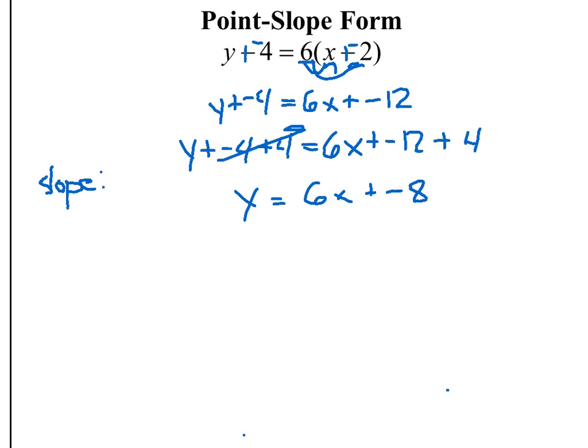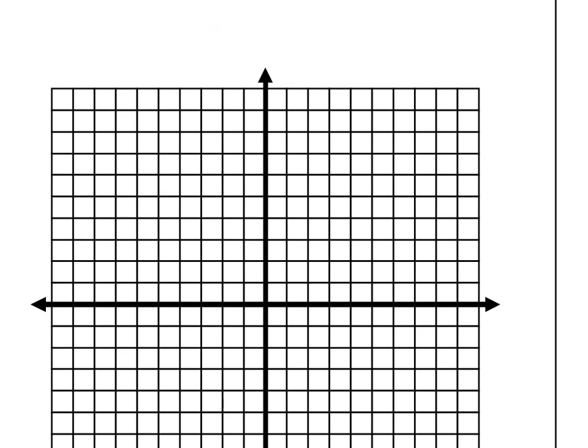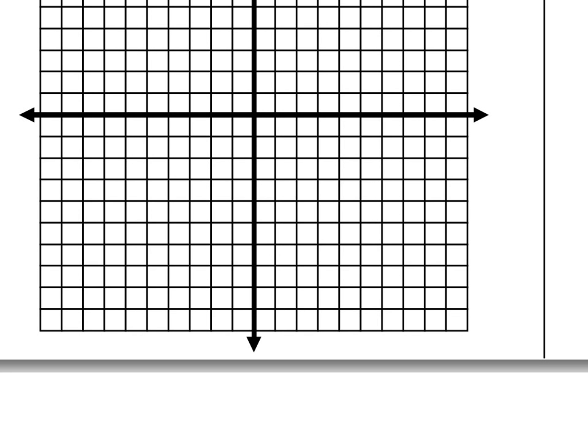Slope is what, Monique? 6 over 1, so we put a 1 over that. And the y-intercept is what, Ms. Banks? What's the y-intercept of the equation? Negative 8. So that's the point 0, negative 8. So I'm coming down here to 0, negative 8.